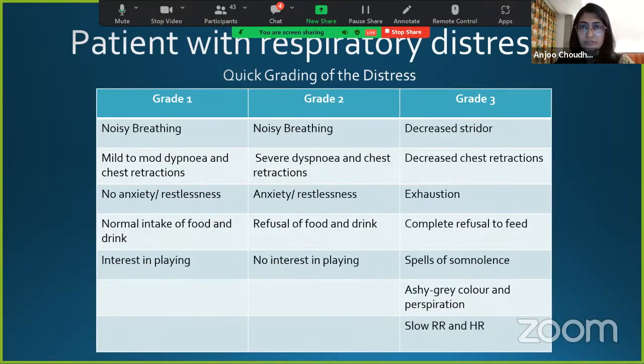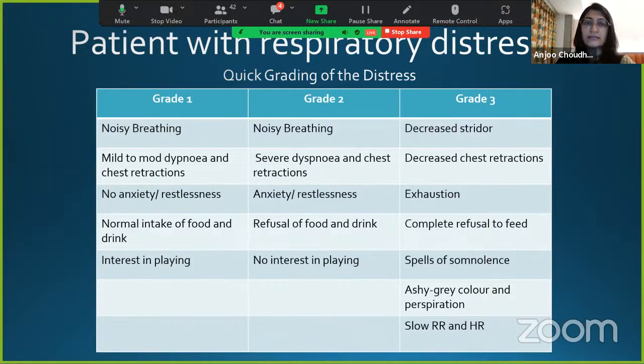In all three situations, there is some noisy breathing with mild to moderate or severe retractions. The sign which differentiates is, in grade 1, there is no anxiety, the child wants to play. In grade 2, there is anxiety, restlessness, refusal to play. In grade 3, which is actually ominous, the child is completely exhausted, all his efforts are wasted into breathing efforts, there's complete refusal of feed. The change in color and the slowness in heart rate and respiratory rate are the ominous signs where we have to quickly take the child to the ICU and give immediate resuscitative measures.